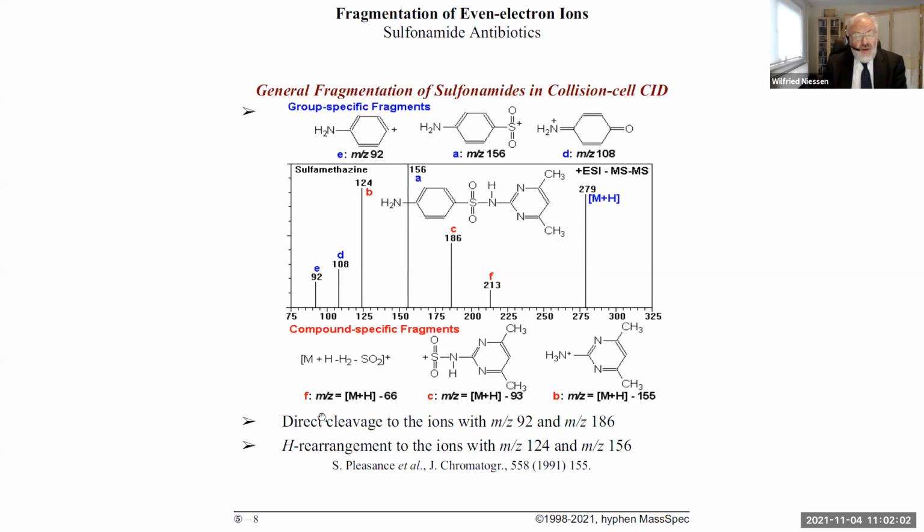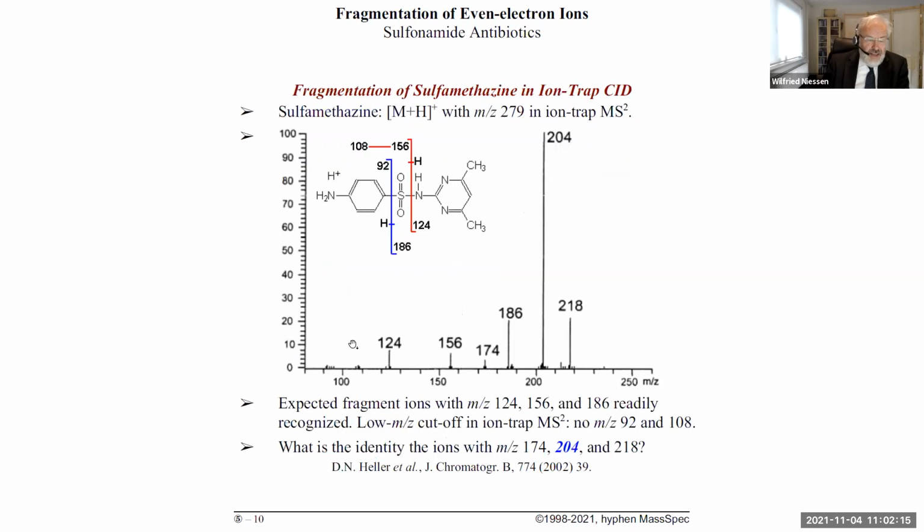One of the things I do, especially in the early days of building this course, was screening literature for MSMS spectra. At a certain stage, I found an MSMS spectrum of exactly the same compound, sulfamethazine, which was acquired on an ion trap. I said, well, I have an explanation for what is going on in the collision cell CID. Let's see if we see the same. And yes, we see the 186.